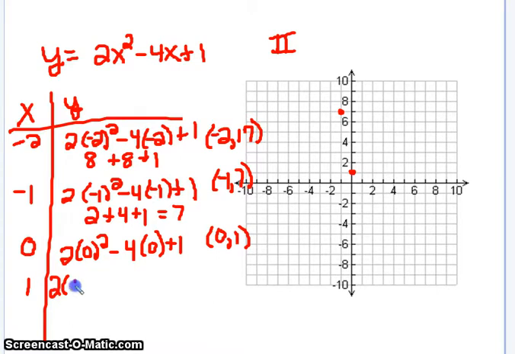I can plug in a 1. And it's 2 times 1 squared minus 4 times 1 plus 1. 1 squared gives me 1, times 2 is 2. -4 times 1 is -4.